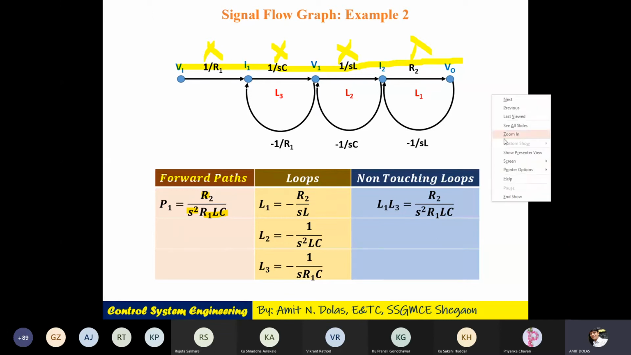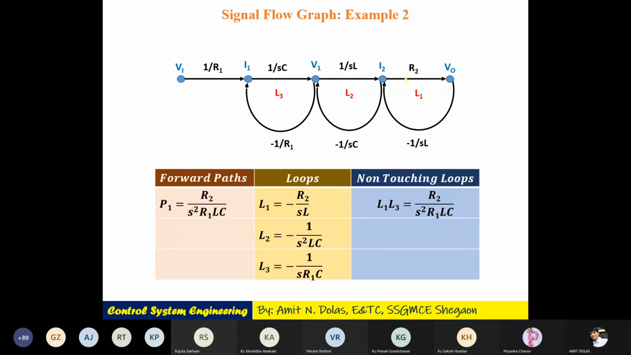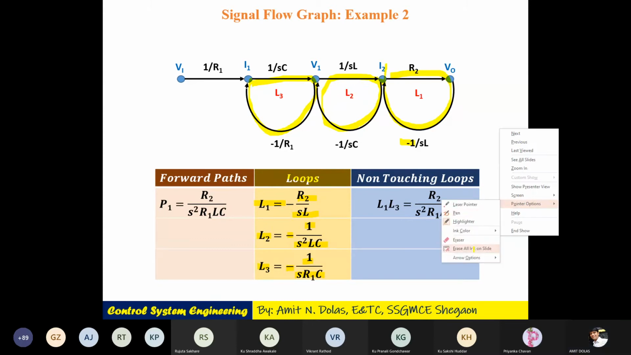This is one of the loops, called L1. L1 is what? Minus R2 by SL. The minus sign is taken from here. Then this is L2, this one. L2 is minus 1 by SL SC, so it will be minus 1 by S square LC. Then the third loop, this one. So it will be minus 1 over S R1C. So these are the three individual loops.